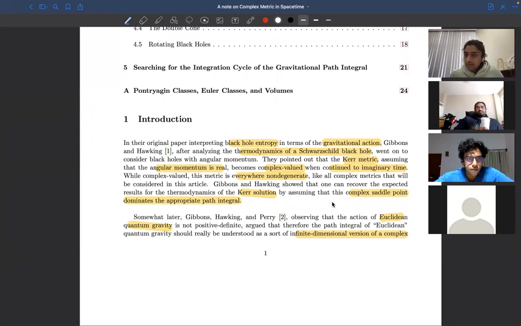We know about how Hartle and Hawking worked on the Kerr black hole, and even after the metric was complexified, they were able to get the same thermodynamic solutions. Another important thing to note here is what saddle points are. So do we know what saddle points are when you're looking at the action on the path integral?